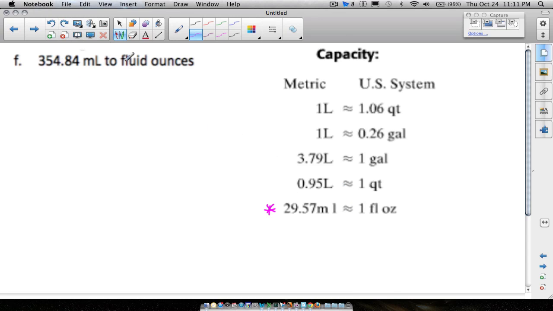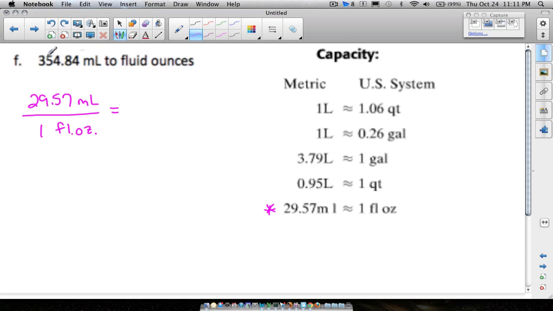So from here, let's set up this rate. 29.57 milliliters is the same thing as 1 fluid ounce. And again, this is a rough estimate. I hope you understand rough estimate. They are rounding here.